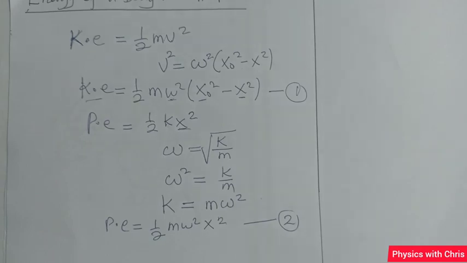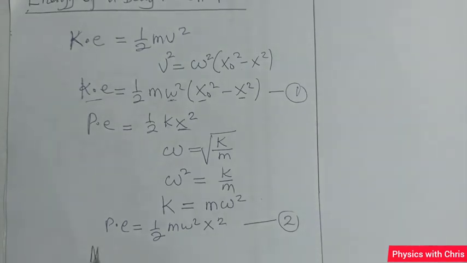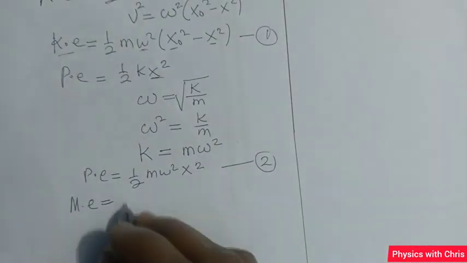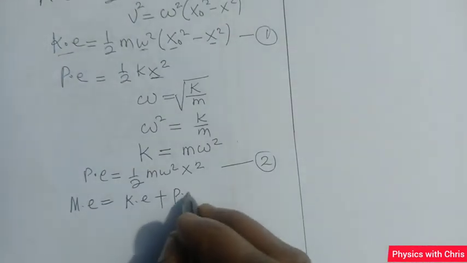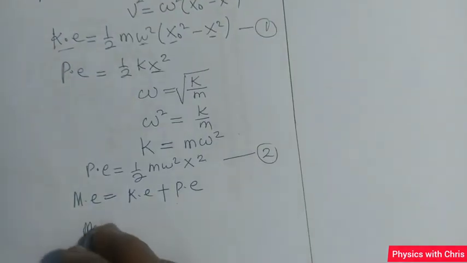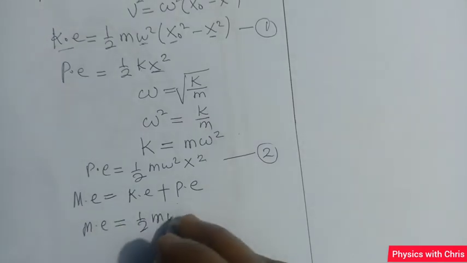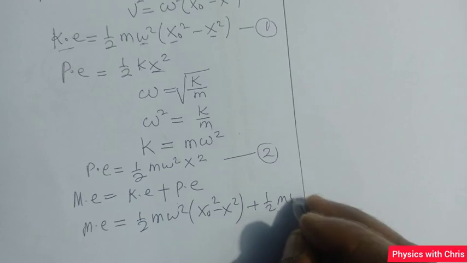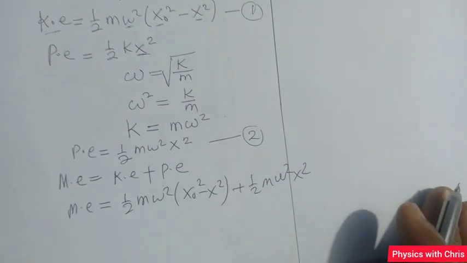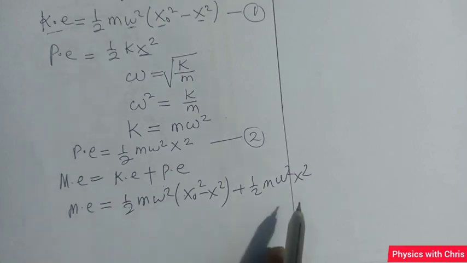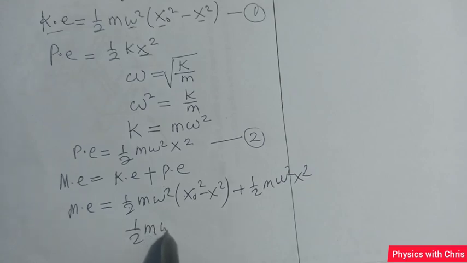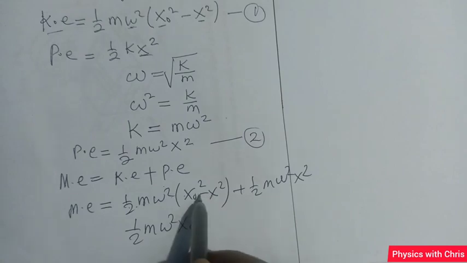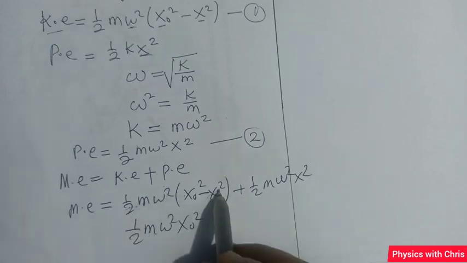And recall that I said earlier that the total energy of a body in simple harmonic motion, the mechanical energy, let me call that ME, is given by the sum of its kinetic energy and its potential energy. So when I add these together, I have ME equals half m omega squared into x naught squared minus x squared plus half m omega squared x squared. When we simplify this, we open the bracket. This times this gives me half m omega squared x naught squared. Then this times it gives me half m omega squared x squared, which is negative because of the negative sign. So this one and this one cancel out.